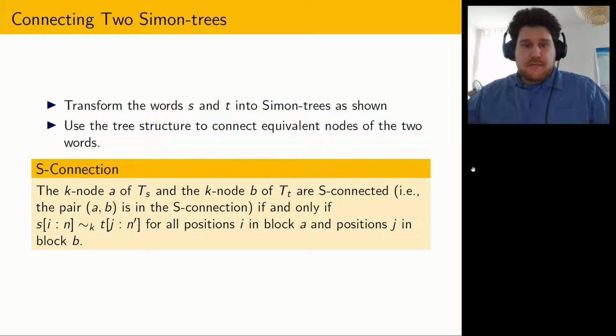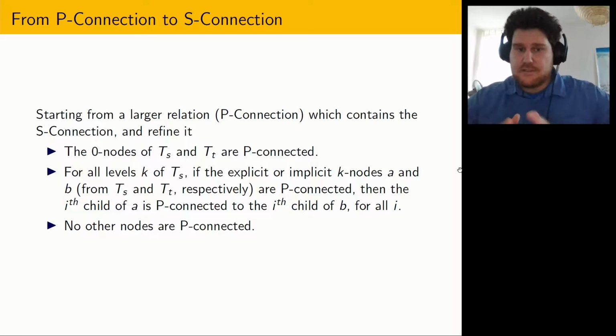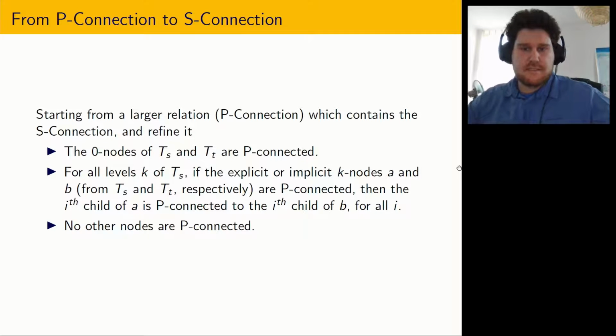Okay, to calculate this connection is a little too complicated. Therefore, we start with an easier connection. We call it the P connection, or potential connection, and this is quite easy because we start with the 0 nodes. Those are always p-connected, and then if we enumerate the children of any node from right to left, we give the ith child of one p-connected node a connection to the ith child of the other p-connected node. And these are all the p-connections we have. And well, let's see how this will look.